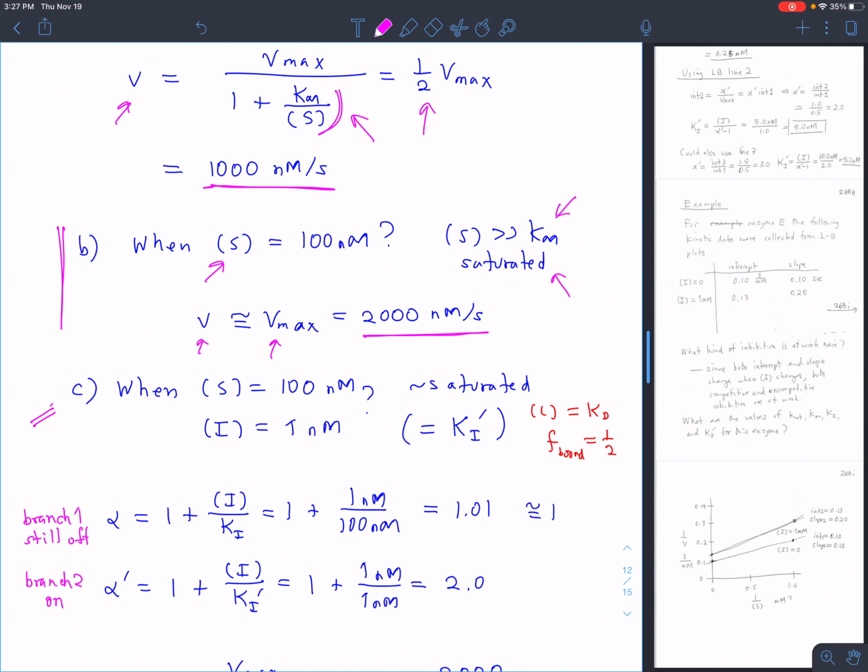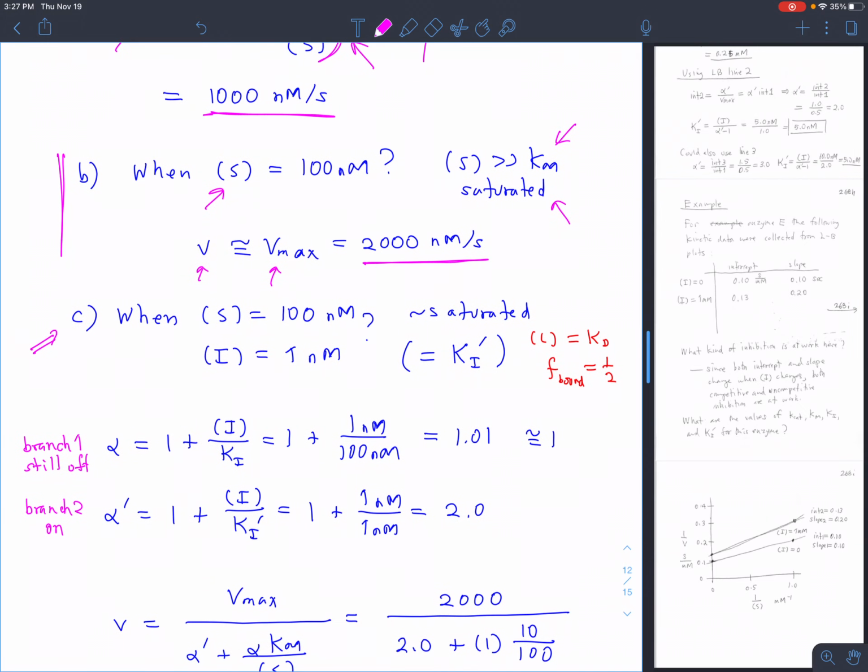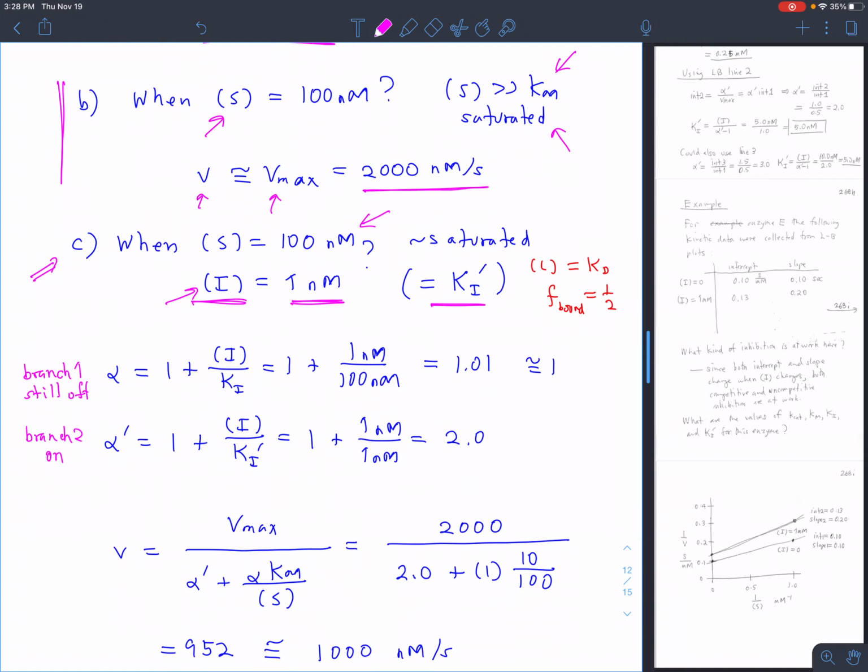All right, part C then is when we're adding the inhibitor. In this case, we keep the substrate concentration high, so we're near saturation still as far as substrate is concerned. But now we're putting in 1 nanomolar of inhibitor, and that's equal to the Ki prime value. In other words, we're now in the range of inhibitor concentrations where branch 2 should be turned on, but branch 1 probably isn't. Remember, Ki for branch 1 is 100 nanomolar, and we're way below that. So branch 1 should be not turned on yet, but branch 2 should be.